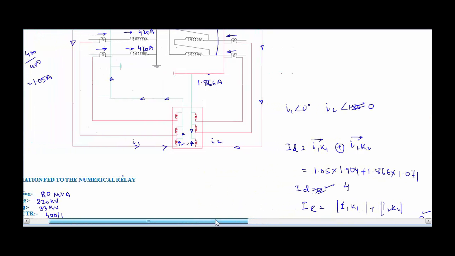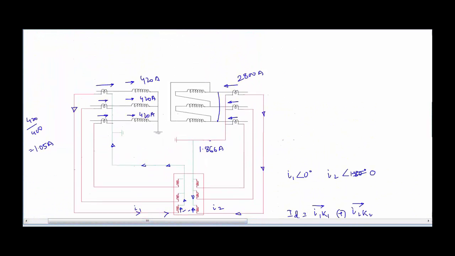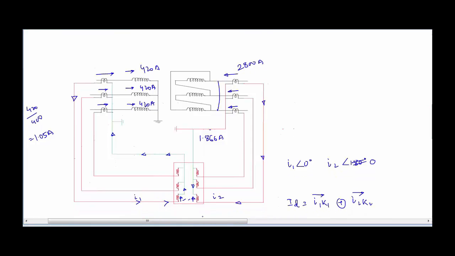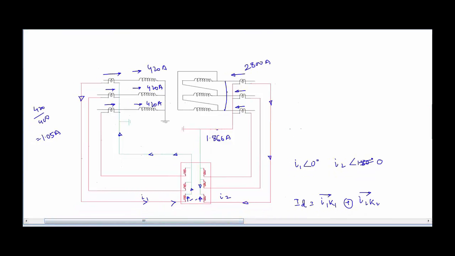and this is what the relay is supposed to do. Means it should give a trip signal if there is a fault within the transformer, and it shall remain stable if there is a fault outside the differential zone, or if there is a fault at this point.